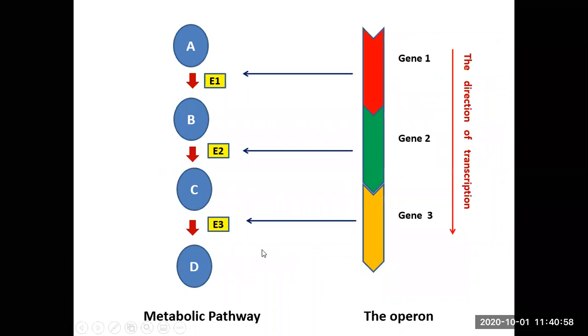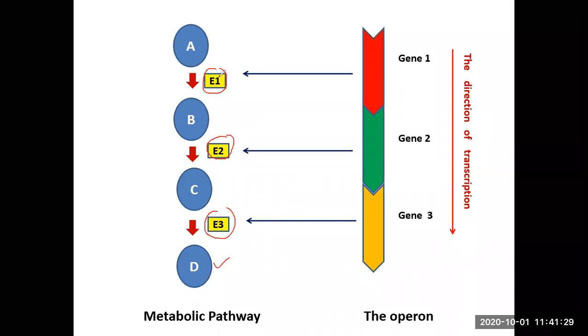So I've tried to show it to you over here. Let's say this is one metabolic pathway. You have A getting converted to B, B getting converted to C, and C getting converted to D. This particular reaction is catalyzed by E1, this one by E2, and this one by E3. And then you get the final product. D is the final product.